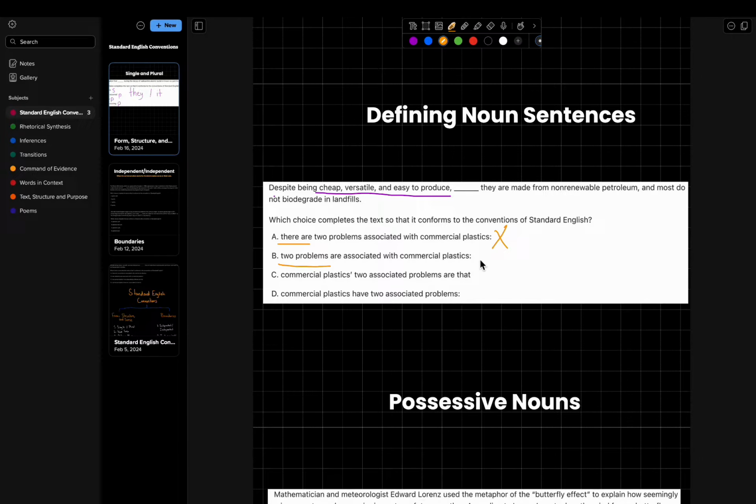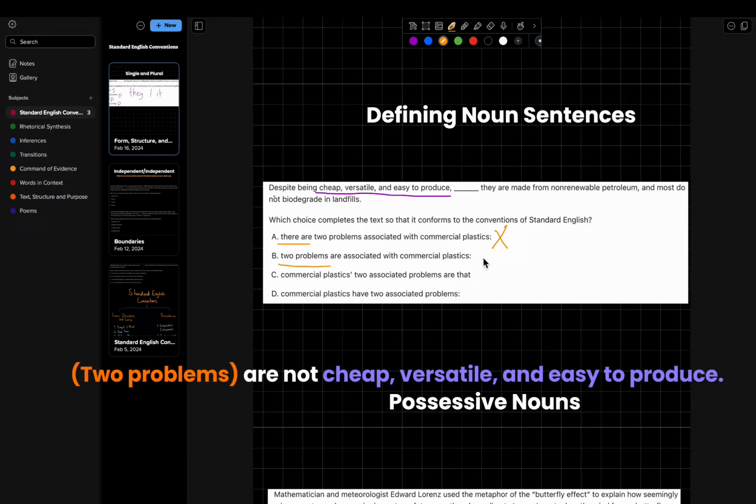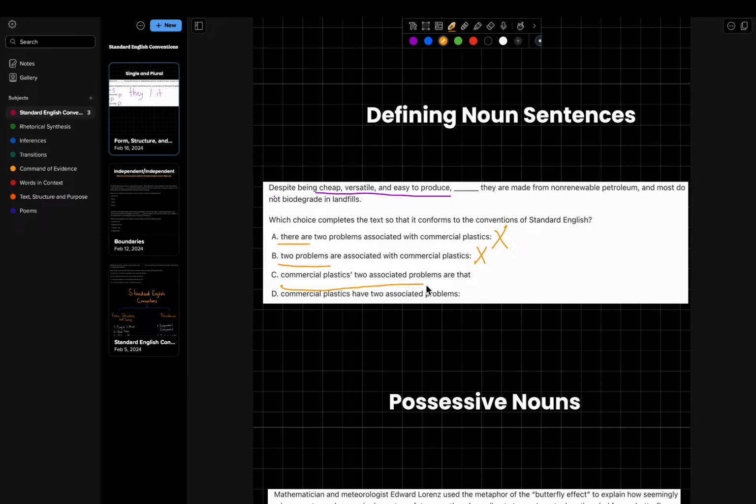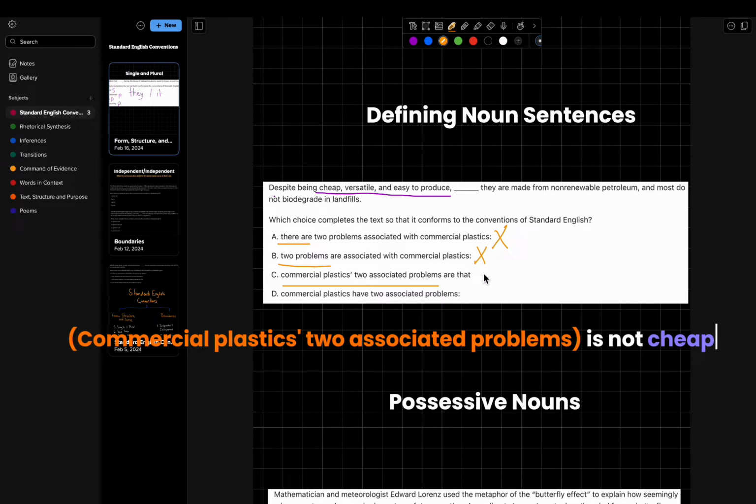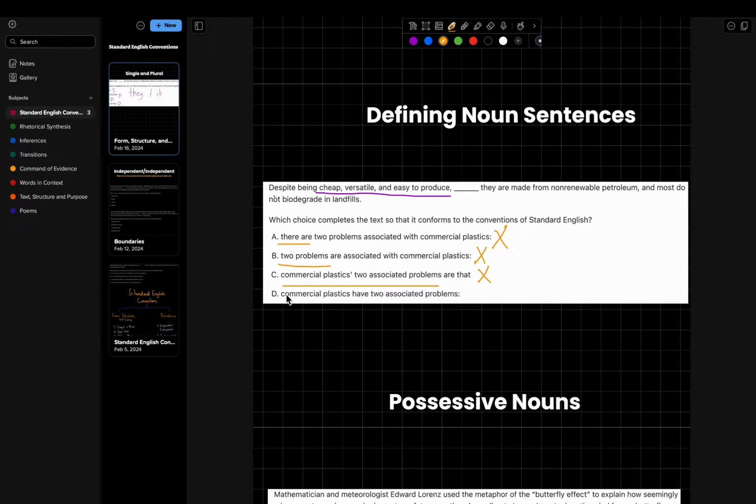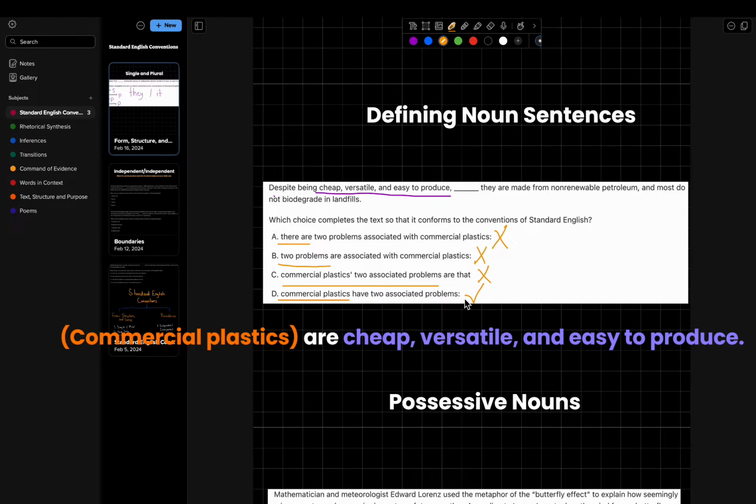Choice B. Two problems are associated with commercial plastics. The first word is not the name, and the phrase two problems is not cheap, versatile, and easy to produce. Choice C. Commercial plastics two associated problems are that commercial plastics two associated problems is not cheap, versatile, and easy to produce. Choice D. Commercial plastics have two associated problems. So commercial plastics is a noun phrase, and commercial plastics are cheap, versatile, and easy to produce.